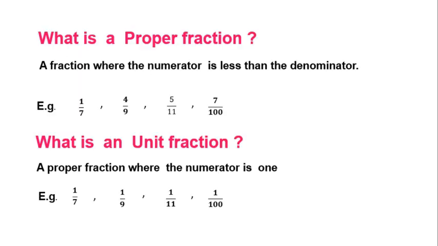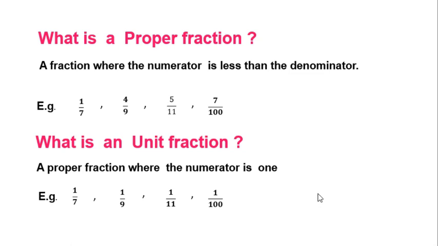What is a proper fraction? A fraction where the numerator is less than the denominator. See the examples. In all the examples you can see the numerator is less than the denominator. Can you read this? First one is 1/7. Second one is 4/9. Third one is 5/11. And fourth one is 7/100.